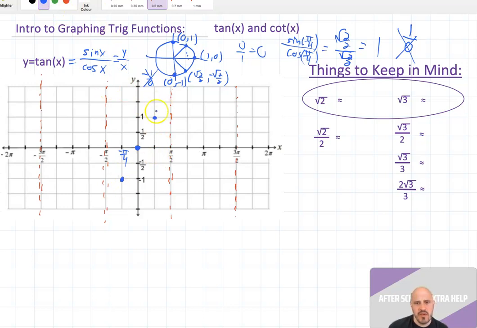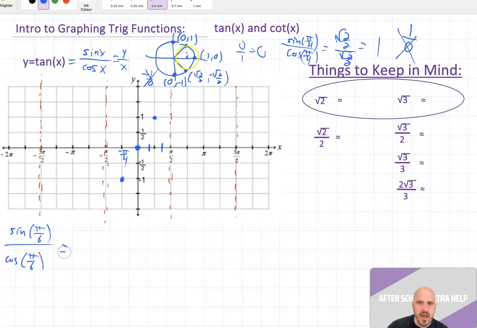And this doesn't really give me a good picture. Let's get a little more detailed. Let's put in our multiples of 30 here. So let's do pi over 6, and maybe over here is pi over 3. All right, one at a time. So what do we do first? Sine of pi over 6 divided by the cosine of pi over 6.